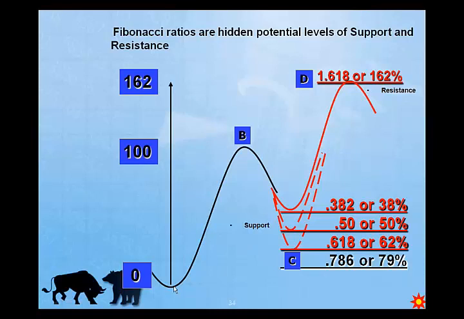Now you can see it here. You see the market goes A, B. If it pulls back here to 38, 50% or 618, the market wants to go to the 1618. These are hidden levels of support and resistance that, if you know this tool, you're going to say, why is the market bouncing there? Because there's a Fibonacci number there.